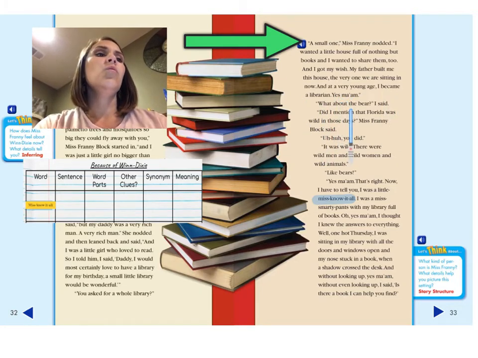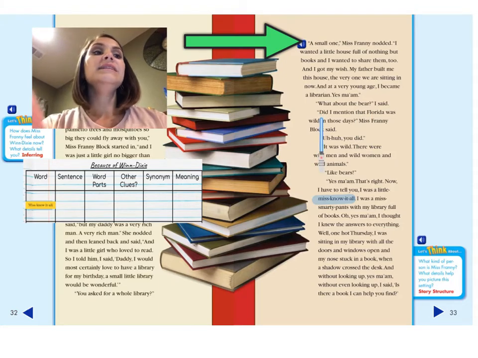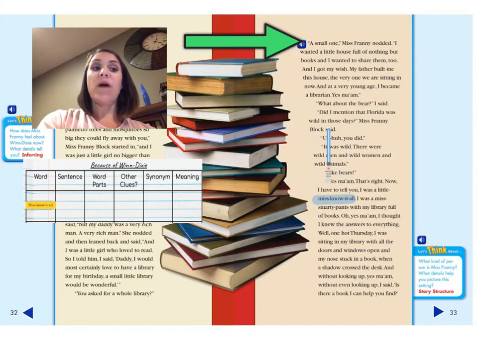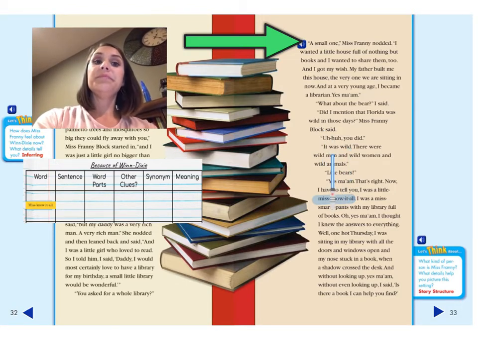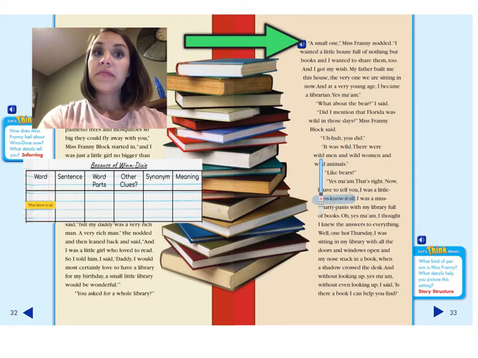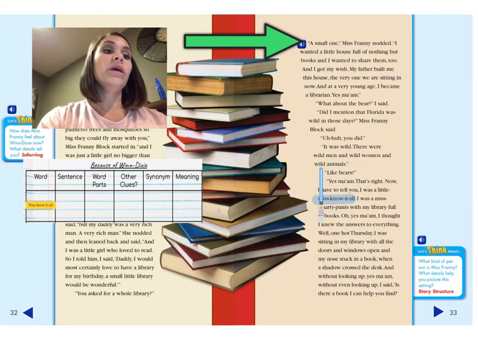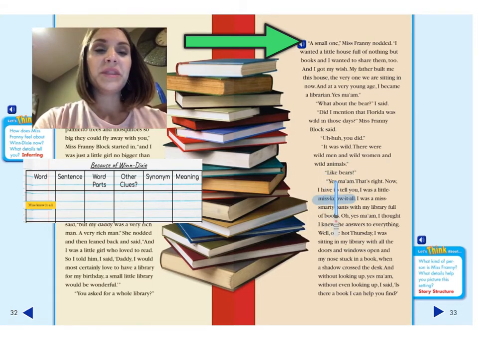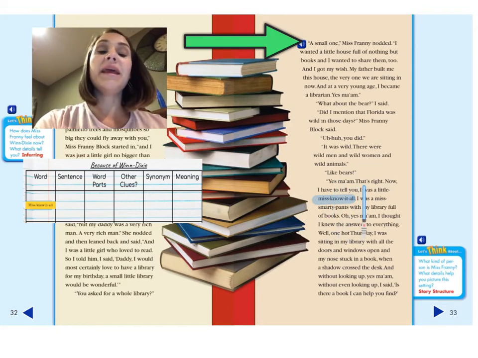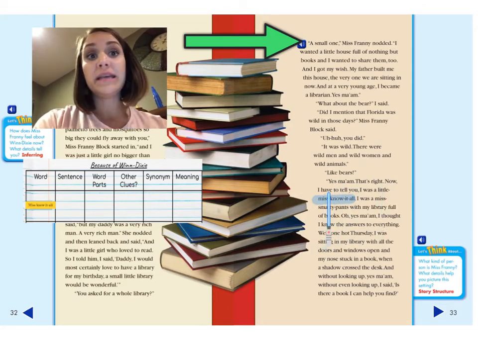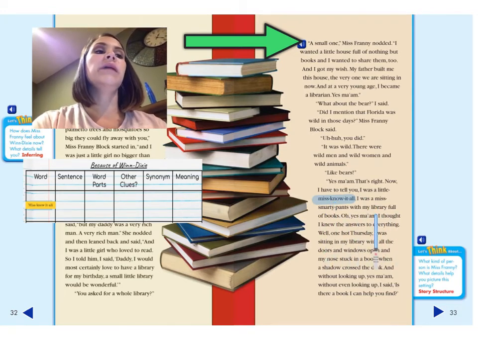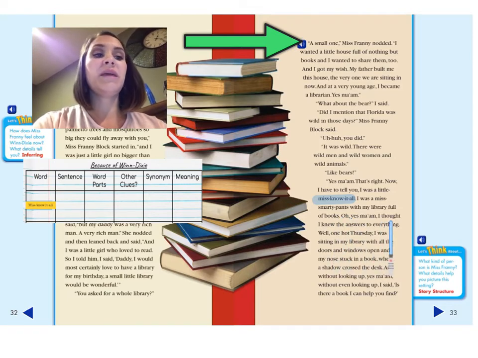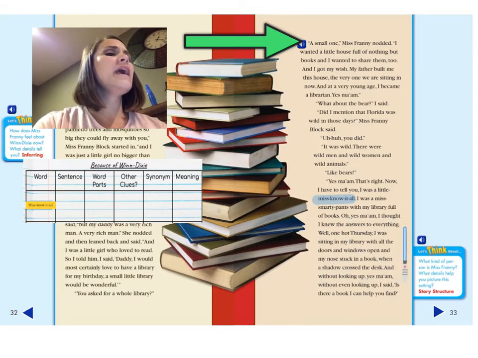"Yes'm." "What about the bear?" I said. "Did I mention that Florida was wild in those days?" Miss Franny Block said. "Uh-huh, you did." "It was wild. There were wild men and wild women and wild animals. Like bears." "Yes, ma'am, that's right. Now, I must tell you, I was a little Miss Know-It-All. I was a Miss Smarty Pants with my library full of books. Oh, yes, ma'am. I thought I knew the answers to everything."